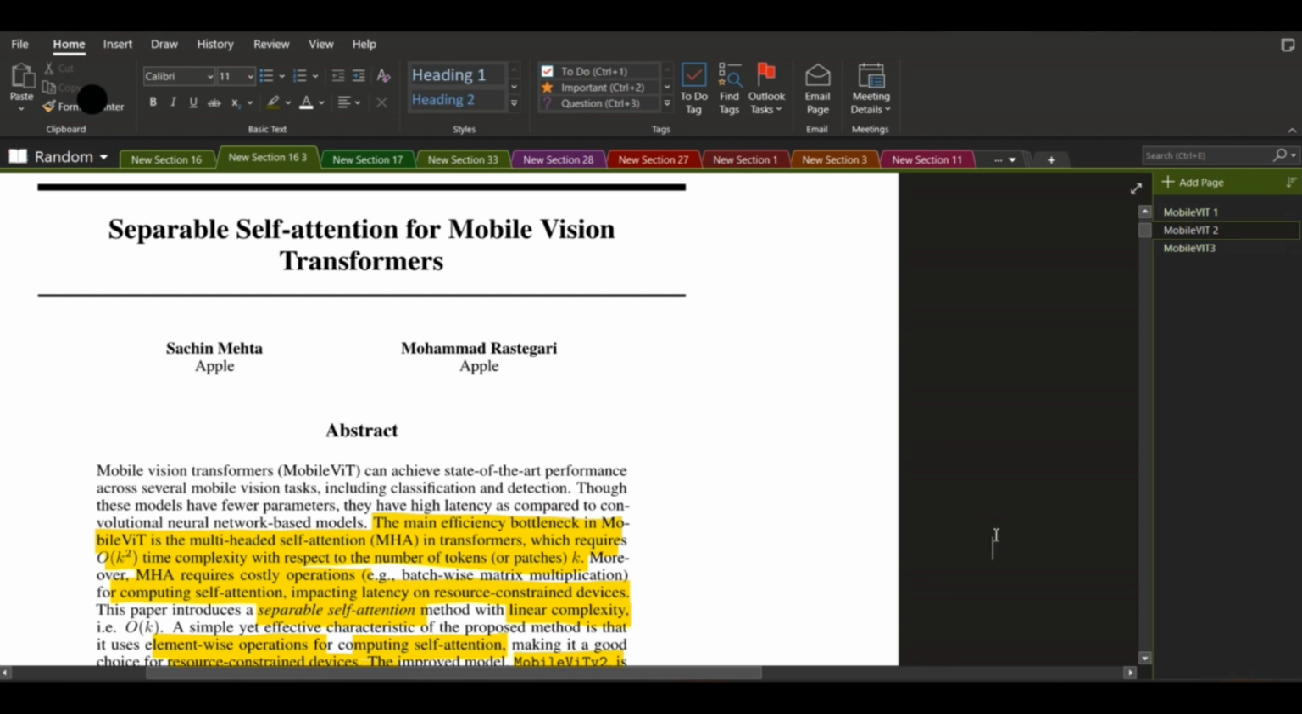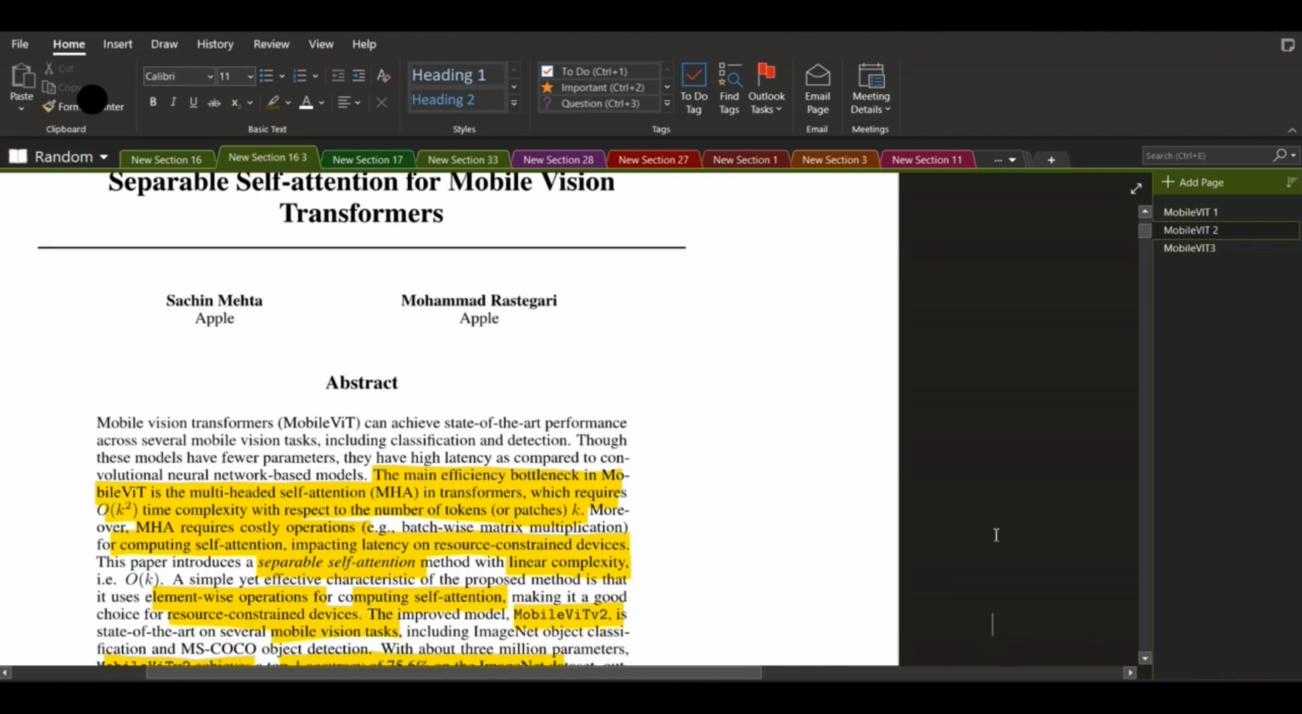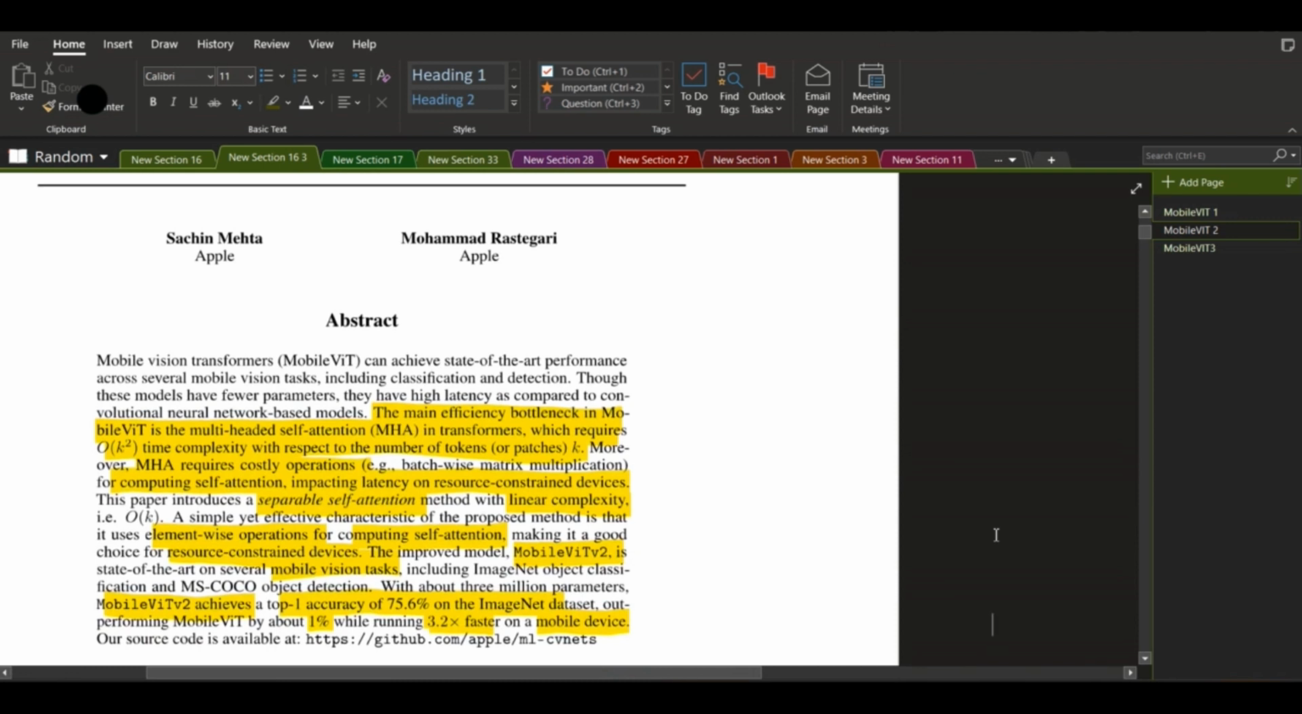Not only that, but they also introduce element-wise operation for computing the self-attention. This is to replace costly operations such as batch-wise matrix multiplication. With their implementation, they saw a 3x improvement. I think 3x is quite mind-blowing. It just shows that having these linear attention techniques can actually improve the overall implementation, the latency of these models. So we're going to jump into it and try to understand how they did it.